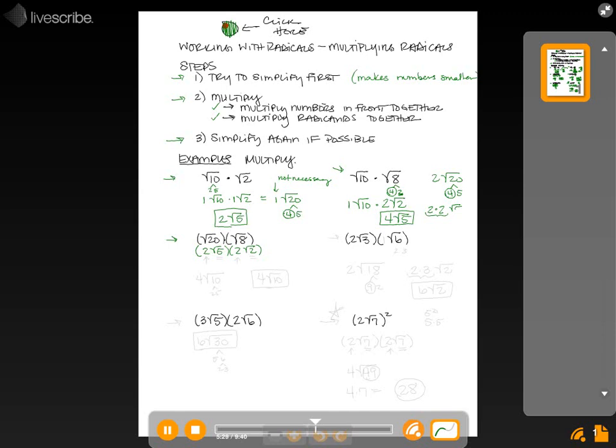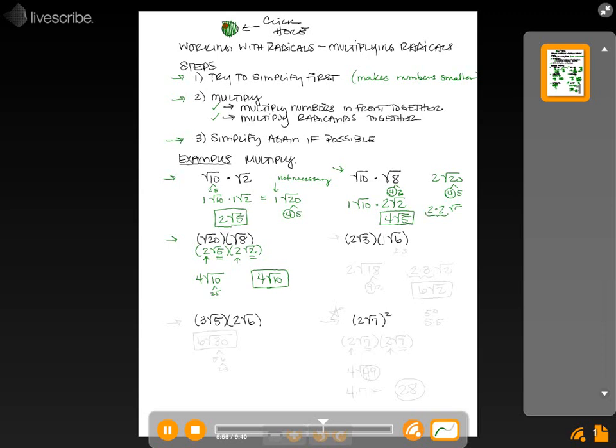Now that they're simplified, we're going to multiply them together. The numbers out in front, 2 and 2. 2 times 2 is 4. The radicands, 5 and 2. 5 times 2 is 10. 10 won't break down. It's just 2 and 5, neither of which is a perfect square. So our answer is 4 square roots of 10. All right? Let's go on to the next example.